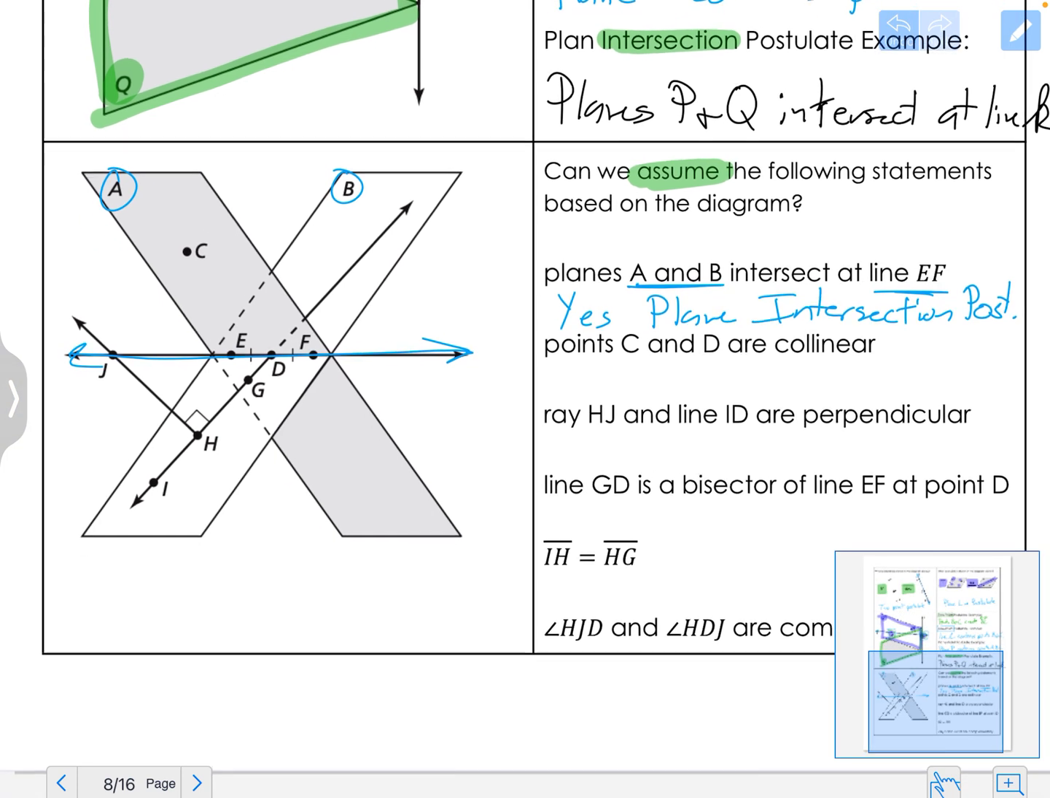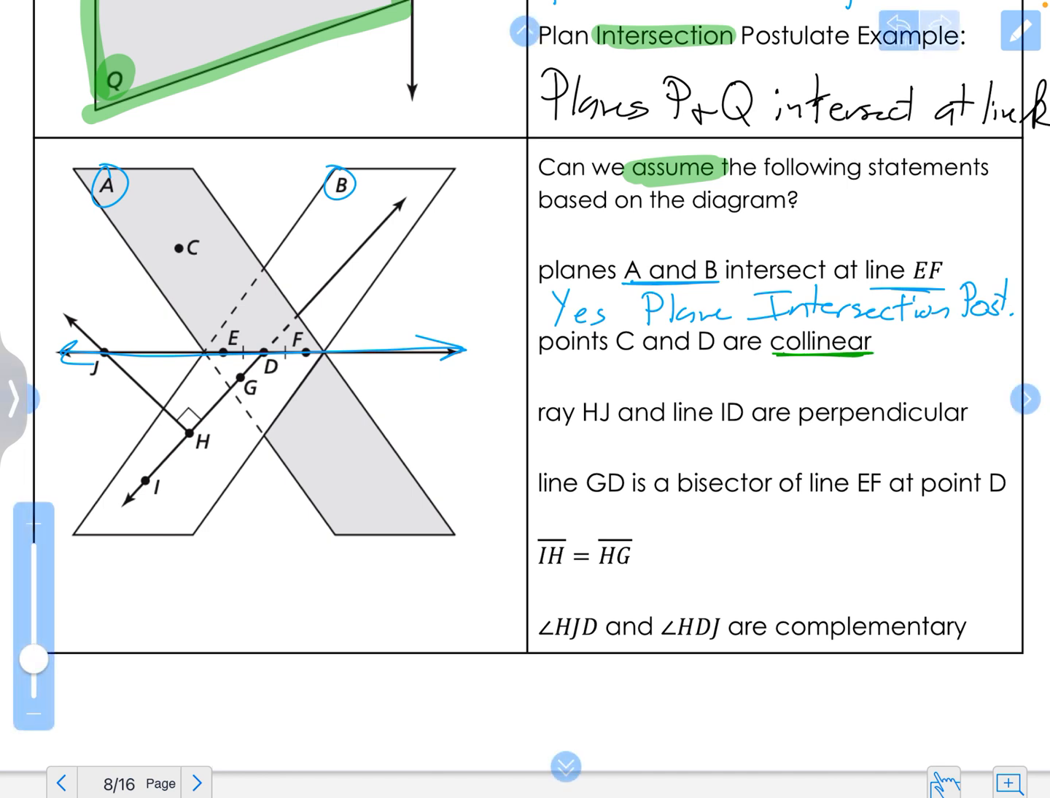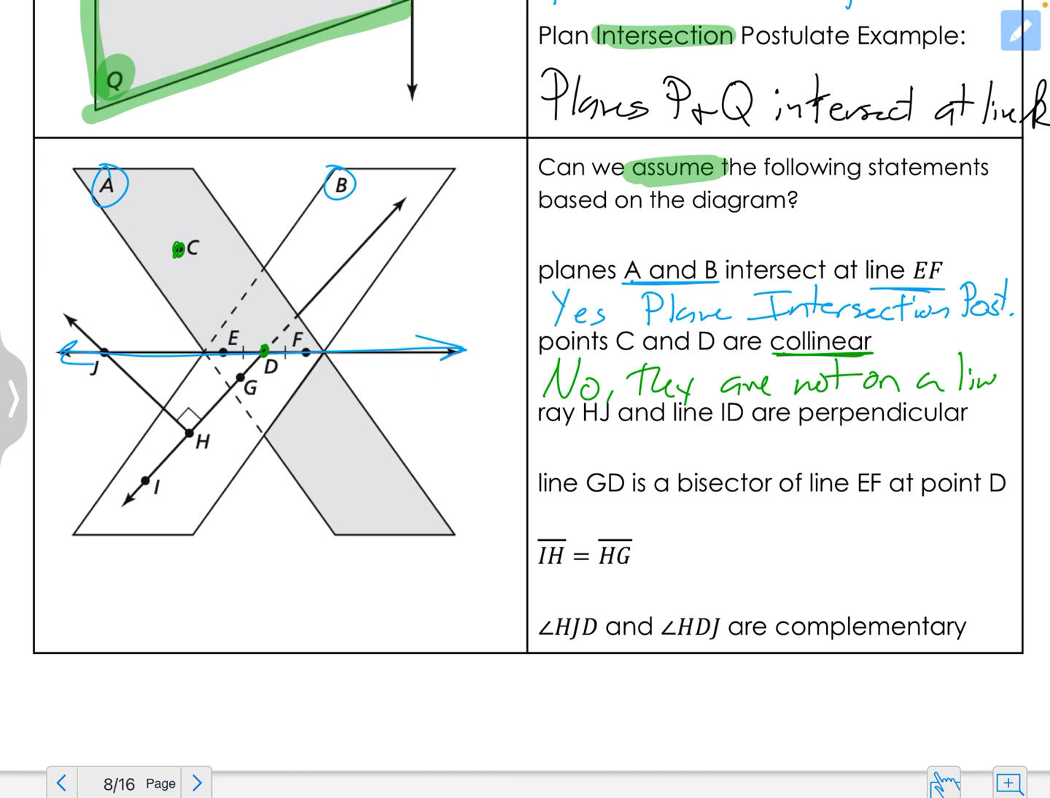Now it's asking if points C and D are collinear. Collinear means they are on the same line. So I need to find C and I need to find D. I do not see a line between them, so I do not know if they are collinear. So no, they are not on a line.